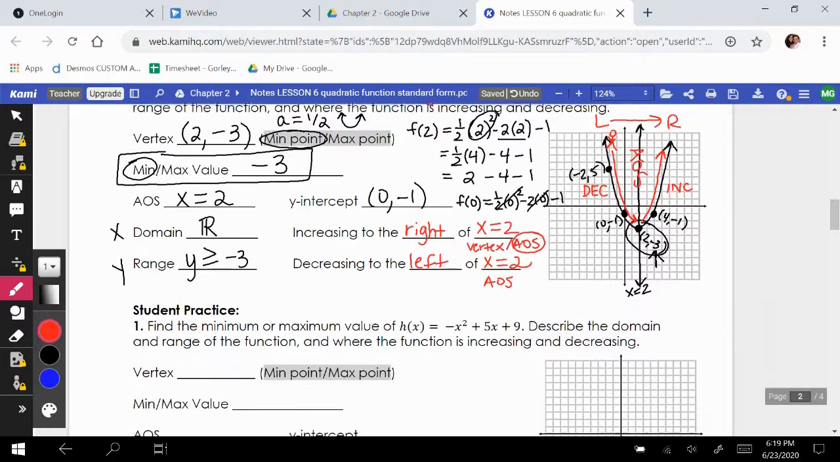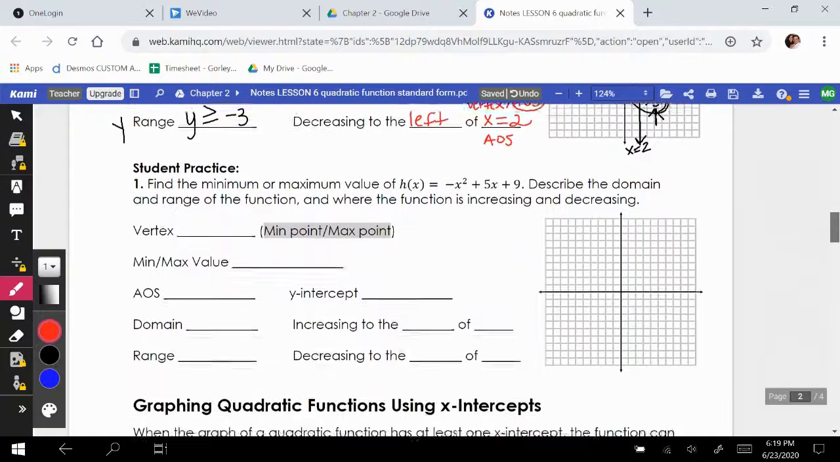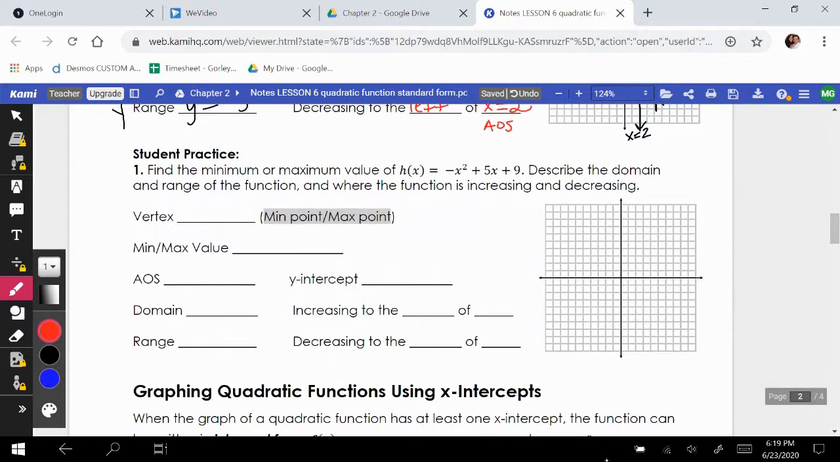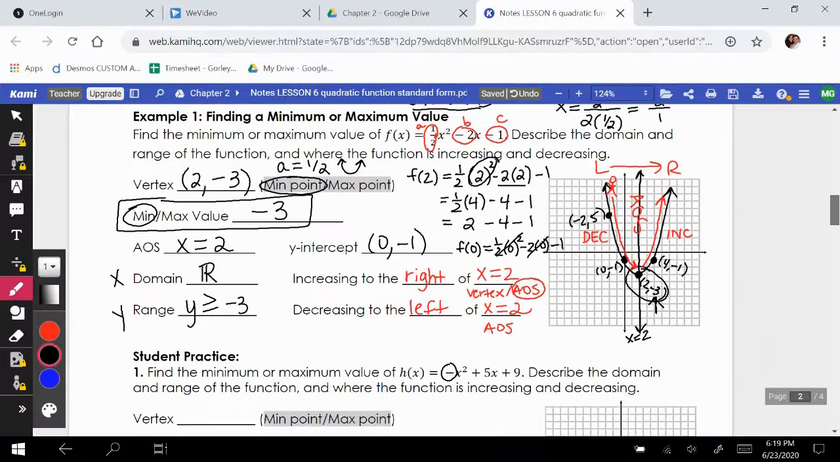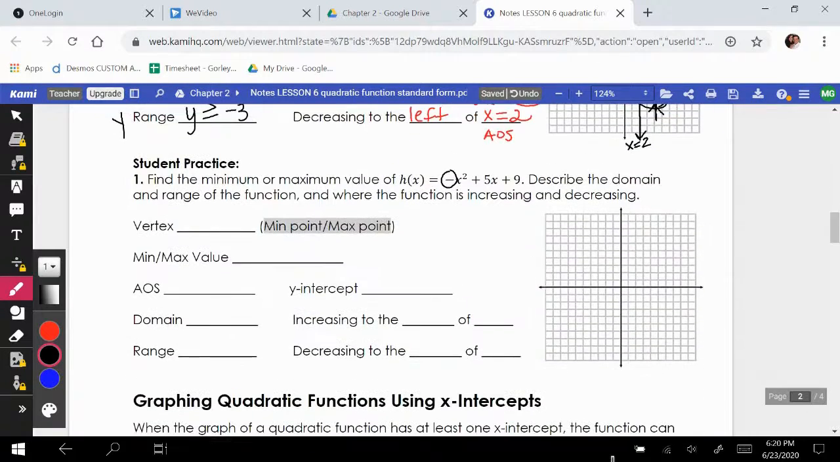Let's try this again with the student practice. It says find the minimum or maximum value of negative x squared plus 5x plus 9. I like that this example has a negative out front because it'll be a different type of example than the last problem. In the last problem, the parabola was opening up, and immediately once I see that negative out front, I know there's been a vertical reflection and the parabola is going to open down.